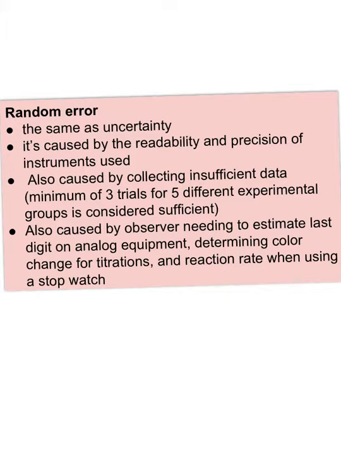Random error is also known as uncertainty, and again, it's caused by the readability and the precision of the instruments used. It's also caused by collecting insufficient data. That's why a minimum of 3 trials for 5 different data points is considered sufficient. Although, ideally you'd want far more than 3 trials. 3 trials is simply a minimum. It's also caused by the observer needing to estimate things like the last digit on analog equipment, or determining when a color change has occurred for a titration, or a reaction rate when using a stopwatch. All those things contribute to random error or your uncertainty.